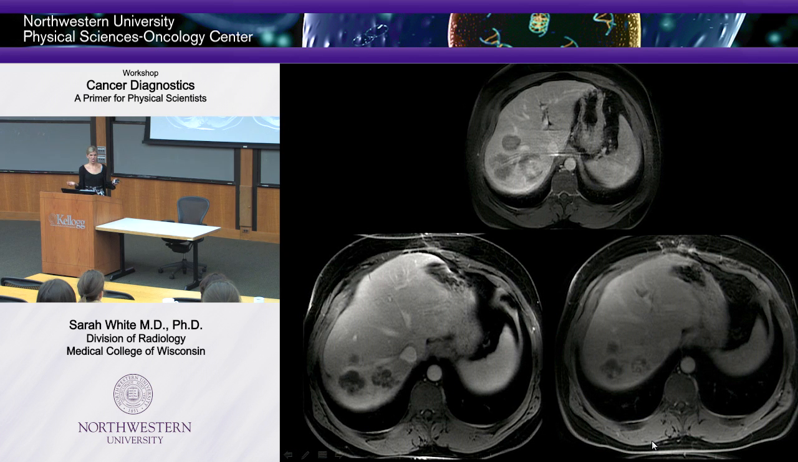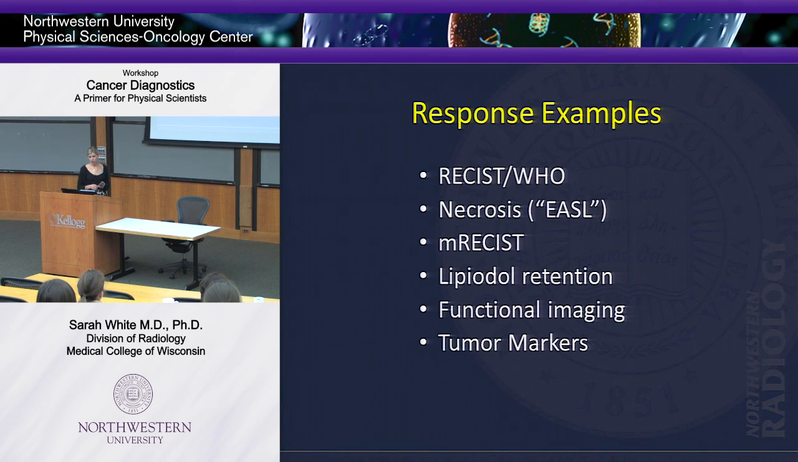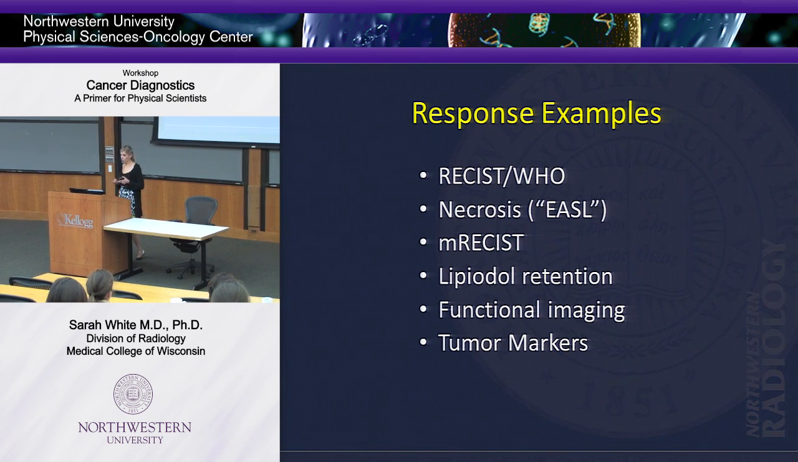So do we think I did a good job? Who knows? How do we know if we did a good job? So we've come up as radiologists and clinicians with a whole host of response criteria. RECIST is what we like to talk about, and we'll talk about what RECIST is. But do you look at tumor necrosis? Do you look at enhancement, so how much contrast the tumors take up?